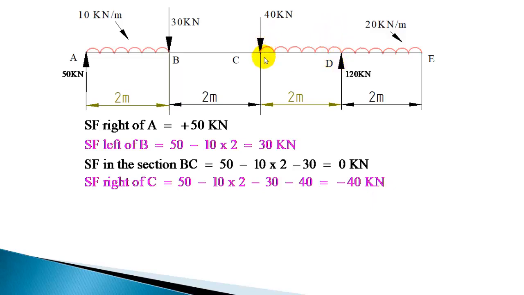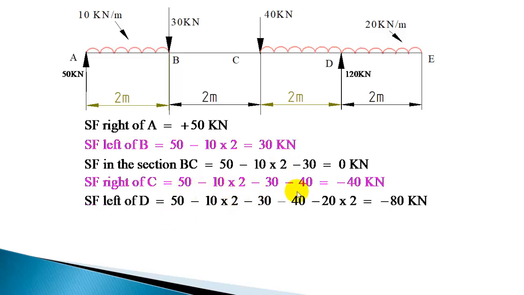So here you have minus 40. When you move to the left of D, this part of UDL, that is 20 kilonewton per meter intensity for 2 meter. So that part of UDL will be 40 kilonewton. So here you have minus 40. When you move to this minus 40 minus 40, you will get minus 80.